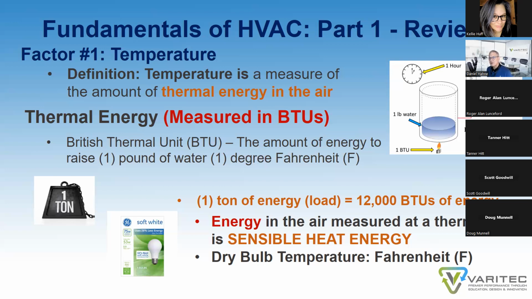The amount of energy present in that sample of air is measured in British thermal units, BTUs. 1 BTU is the amount of energy to raise 1 pound of water 1 degree Fahrenheit, and 1 ton of energy load is equal to 12,000 BTUs of energy. So what does that mean? A 4-ton package DX unit has, at ideal conditions, a capacity of 48,000 BTUs, or 4 tons. So that's how you can equate BTUs to tonnage.